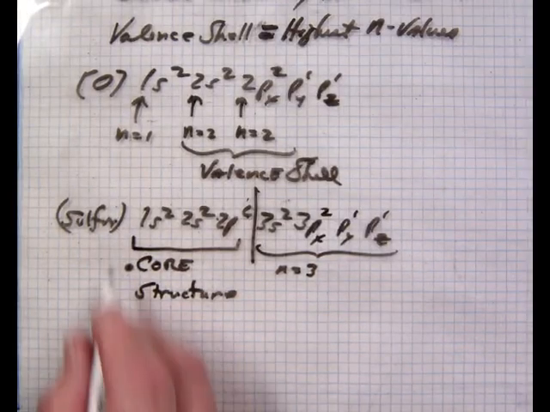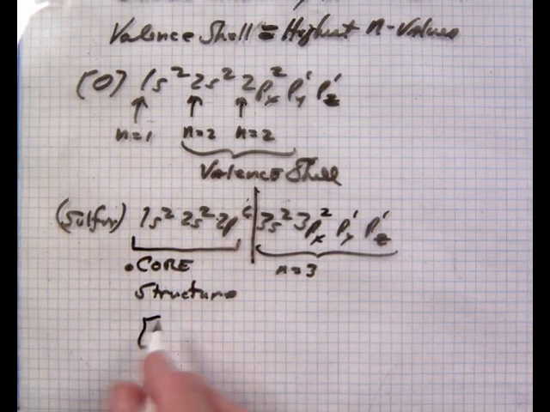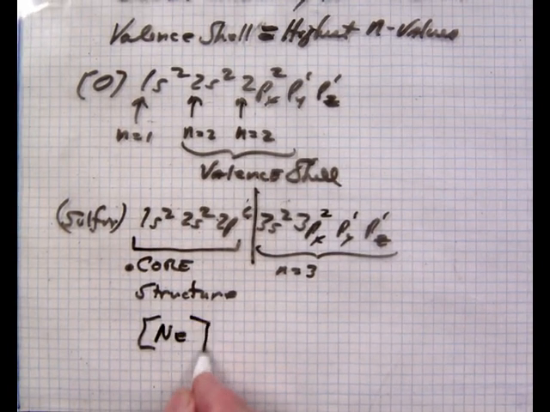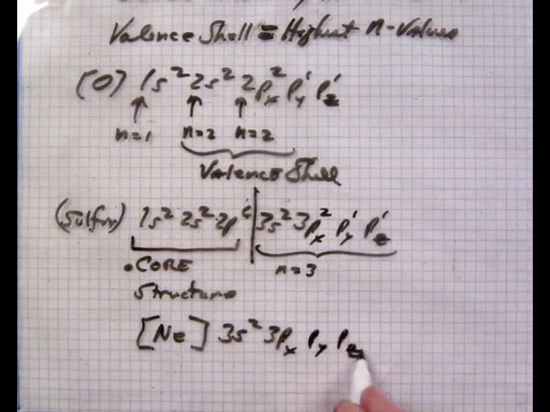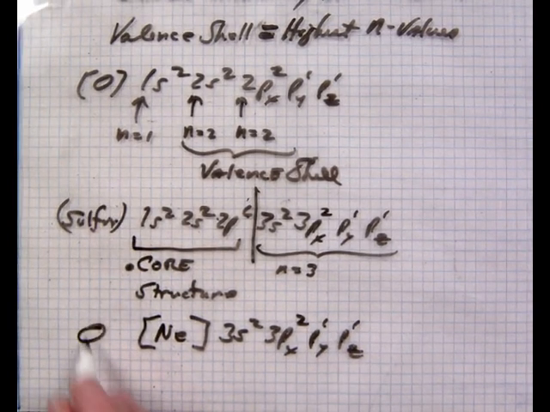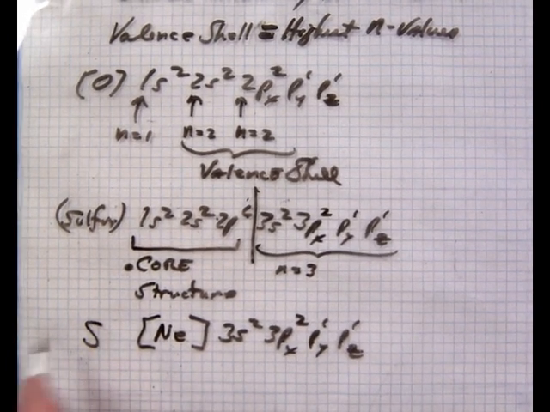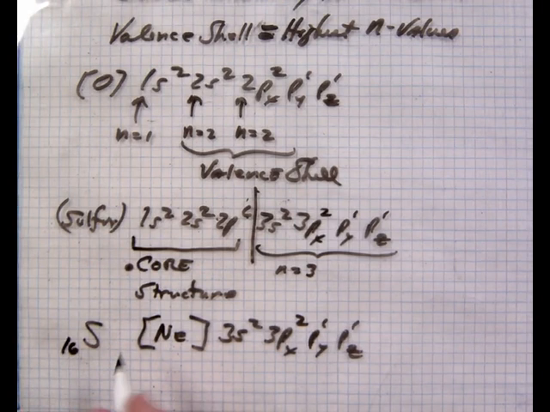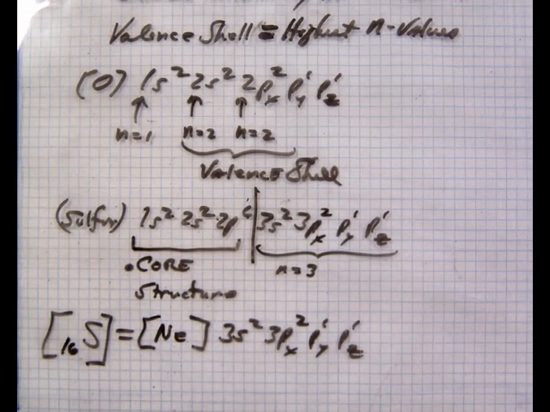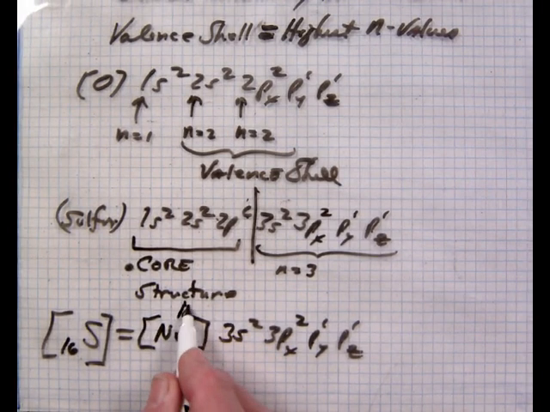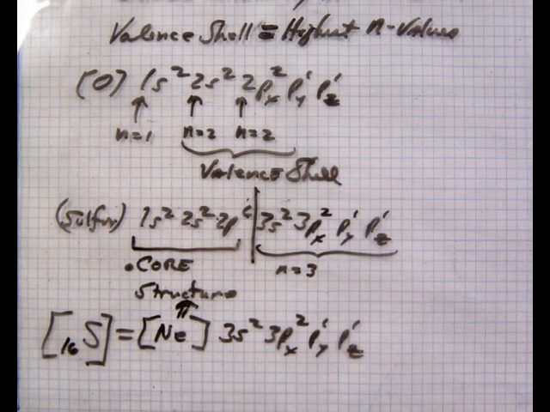So what I'll do is condense the core structure. I'll just put Ne in a bracket like that, and enter 3s2, 3px2, py, pz, 2, 1, 1. And so I have sulfur. The previous row's noble gas right here is this core structure, and to keep from having to write all those symbols out, you want to do this.